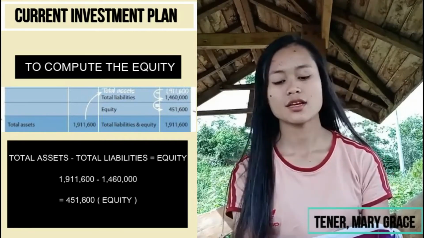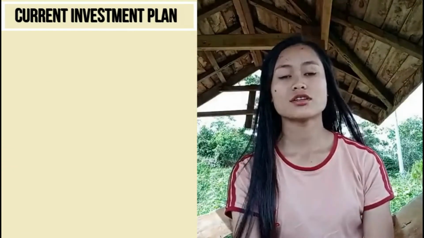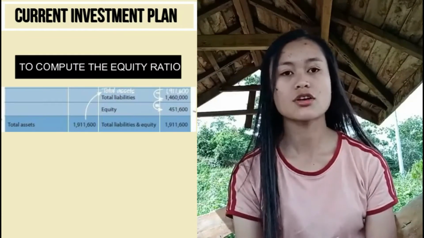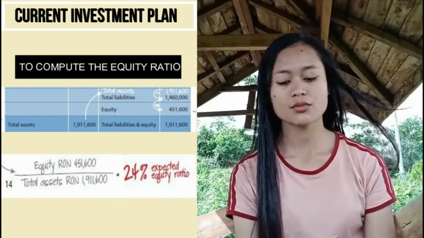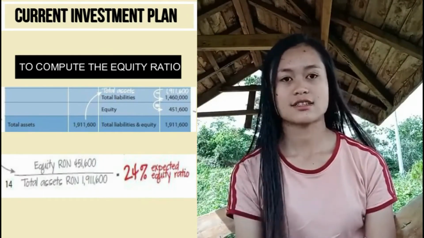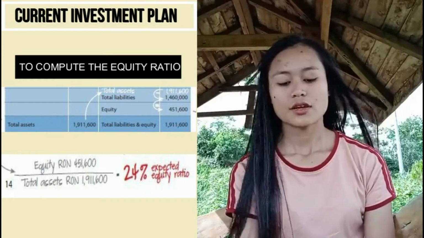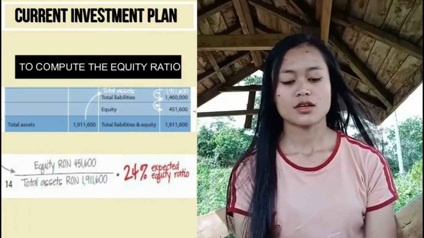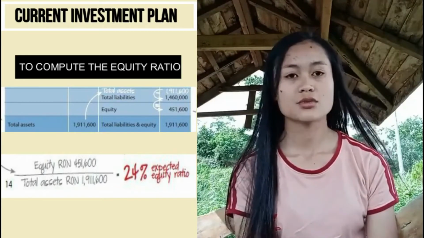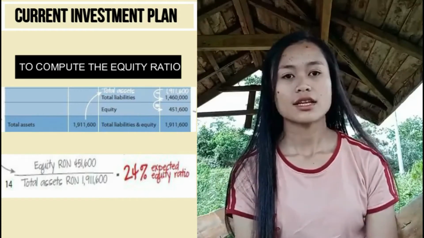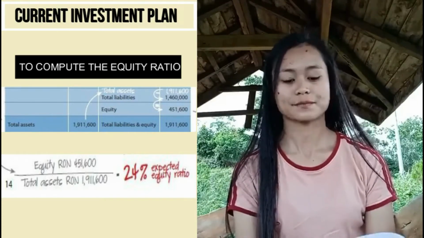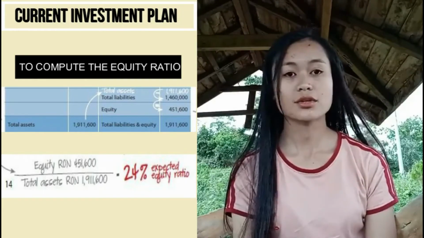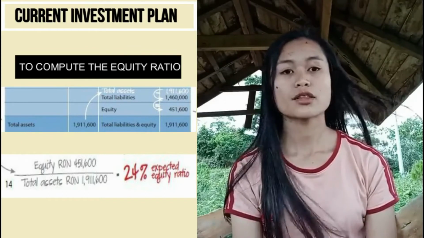451,600. So in order to get the expected equity ratio of Mr. Alexandro, we just divide the equity by the total assets. So now, the amount of the equity is 451,600. And we just divide it by the total assets with the amount of 1,911,600. So, the expected equity ratio is 0.24.